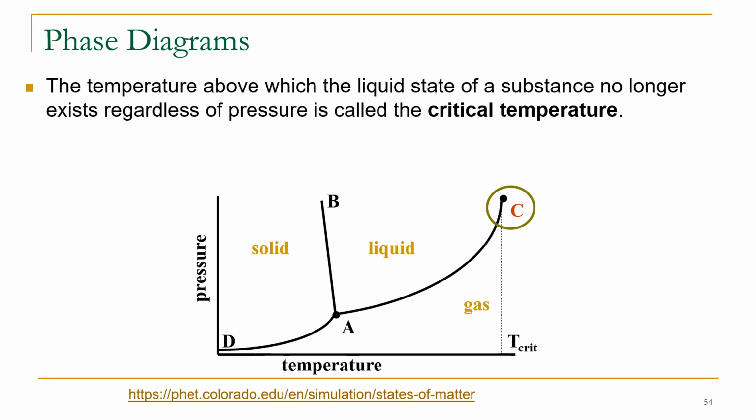And so, like I said, the very final point, the C, is the critical temperature. This is the temperature above which the liquid no longer exists, regardless of the pressure. And so we only have gas above the critical temperature.